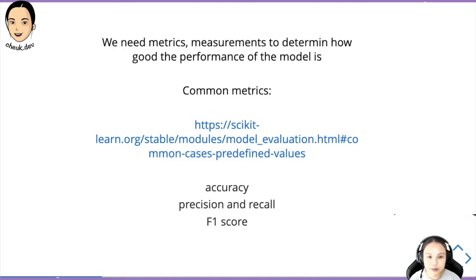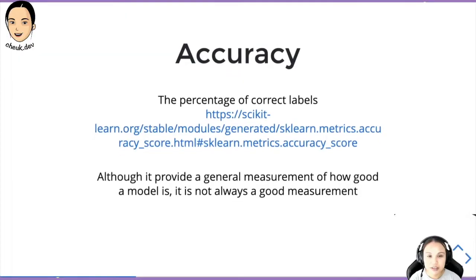These are the ones commonly used: accuracy, precision, recall, and F1 score. We'll talk a little bit about each of them. Accuracy is, like I said, the most straightforward, and most people think about accuracy when they want to measure how good a model is.